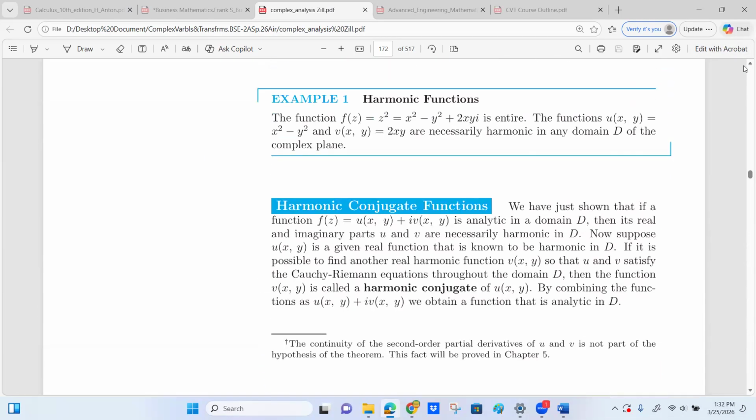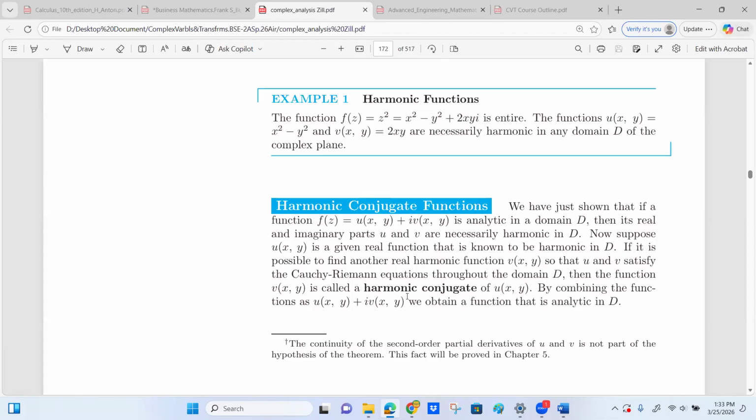the harmonic conjugate. Basically there are two real parts. Okay, we have just shown that if a function f of z is equal to u of x y plus iota v of x y is analytic in a domain D, then its real and imaginary parts u and v are necessarily harmonic in D. Now suppose that u of x y is a given real function that is known to be harmonic in D. If it is possible to find another real harmonic function v so that u and v satisfy the Cauchy Riemann equations throughout the domain D, that is the condition for the harmonic conjugate function, then v of x y is a harmonic conjugate of u.